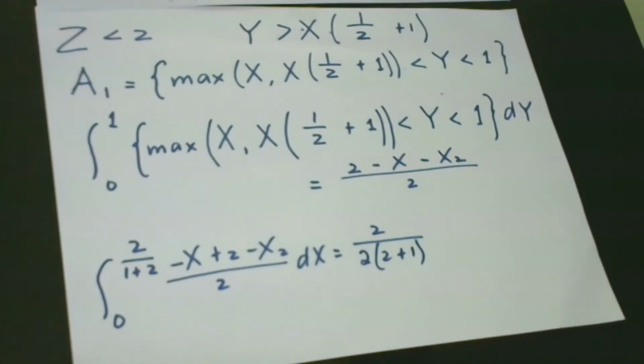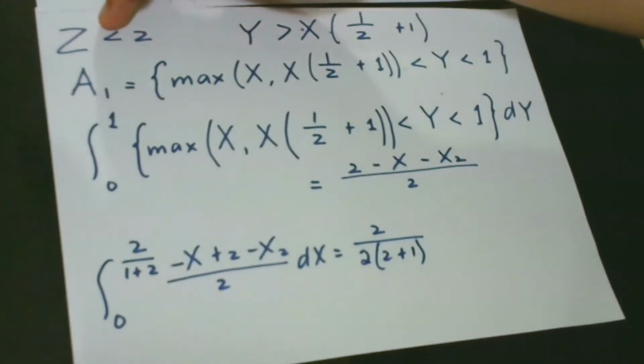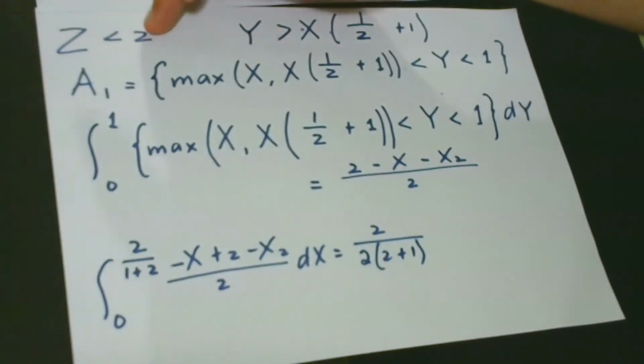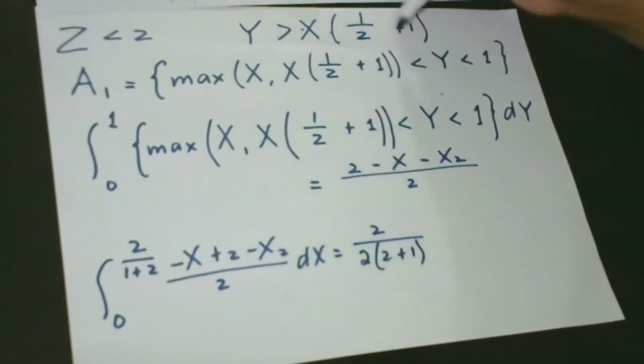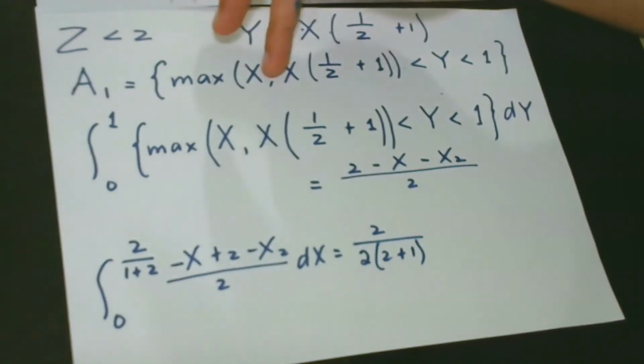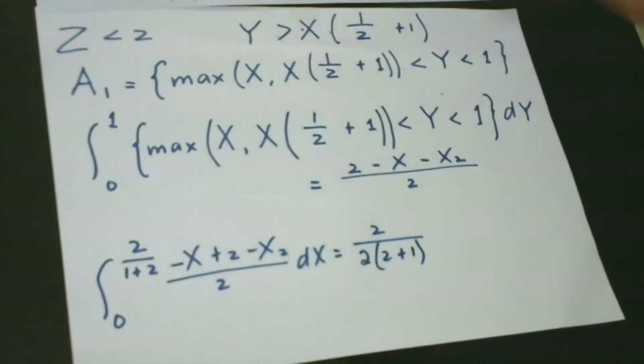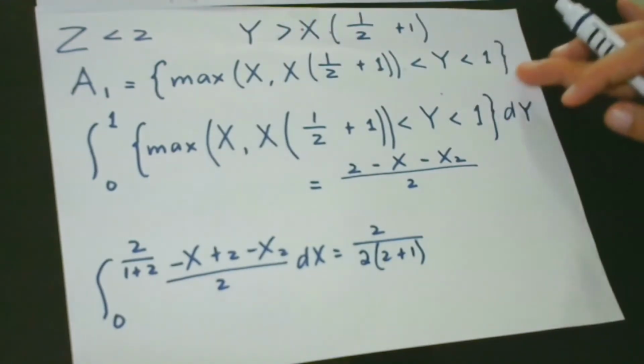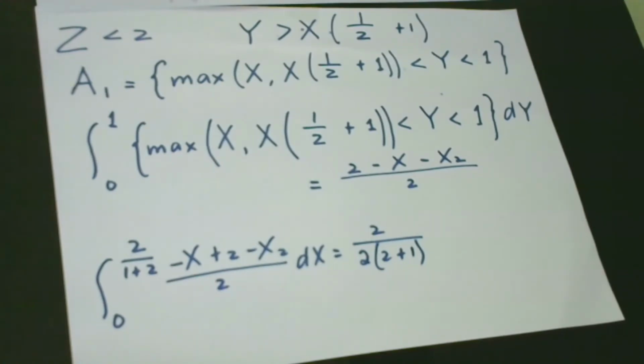So we could say that z is less than z, and then we have y is greater than x, 1 over z plus 1. Putting this together, we can say that the maximum value of x is x, 1 over z plus 1, which is less than y, which is less than 1. Remember again that the perfect value is 1, so it will never be above 1.